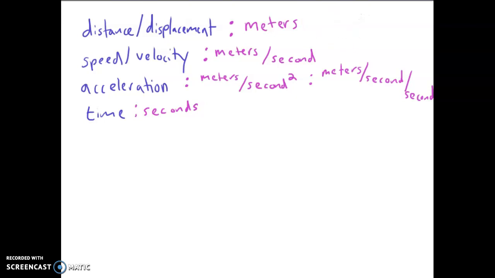Right, so for example, I could have written feet, right, instead of meters. Or I could have written hours instead of seconds. And then my speed might become feet per hour. Okay, and then my acceleration would become feet per hour squared. And that would be fine.